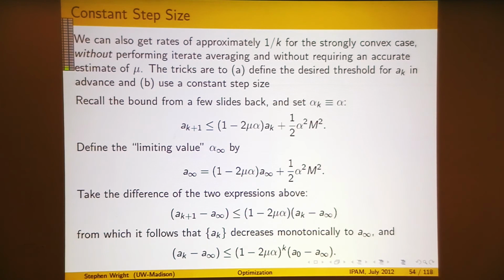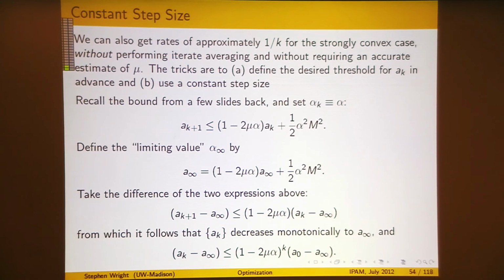And what can we observe from this? Well, the A_k's might not be going to 0, but the difference between A_k and A infinity is converging at a nice linear rate. And it's converging monotonically, in fact. So we're able to say something about the rate at which A_k is decreasing to its asymptotic limit. Okay? And in fact, you can just apply this recursively, and you can show that the difference between A_k and A infinity is less than or equal to this constant raised to the power k times the initial difference.